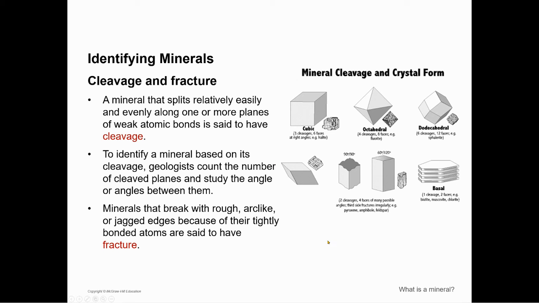All right, so cleavage and fracture. A mineral that splits relatively easily and evenly along one or more planes of weak atomic bonds is said to have cleavage, right here. You will also get them breaking up like this according to their chemical bonds. To identify a mineral based on cleavage, geologists count the number of cleavage planes and study the angle or angles between them. Minerals that break with rough, arc-like, or jagged edges because of their tightly bonded atoms are said to have fracture.